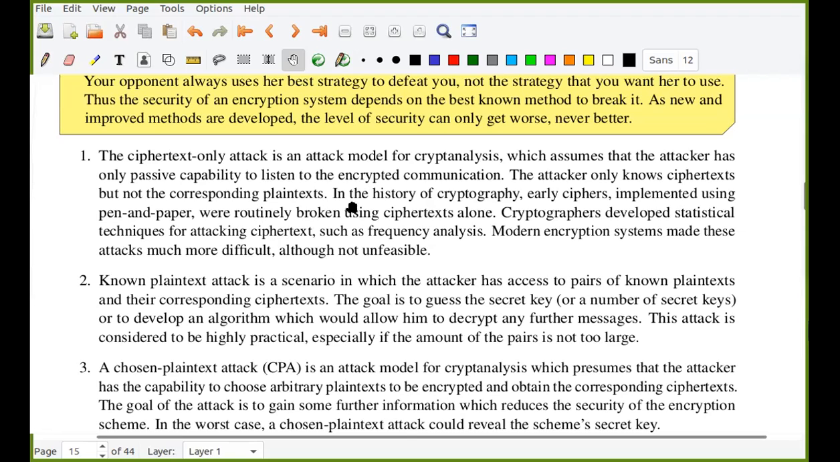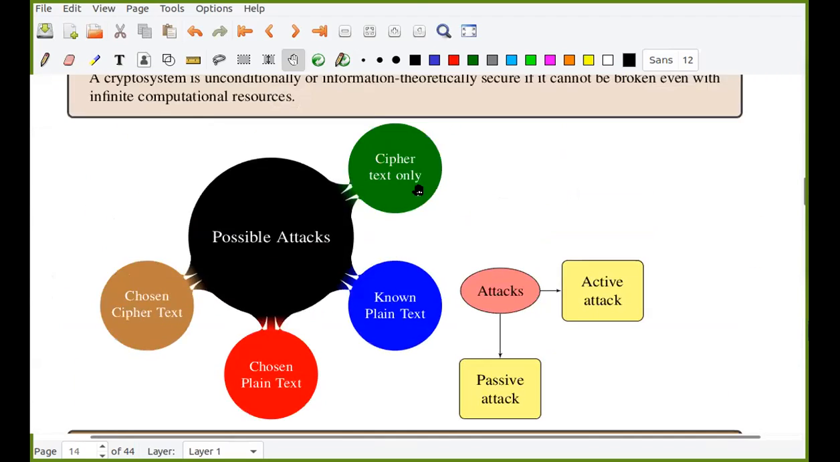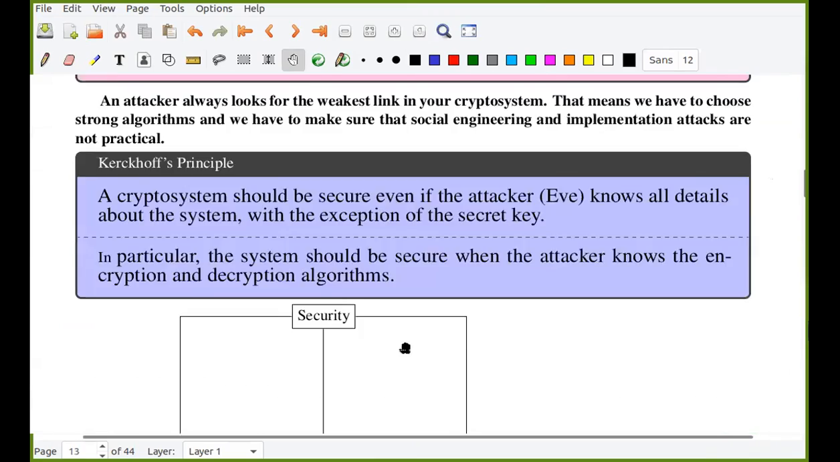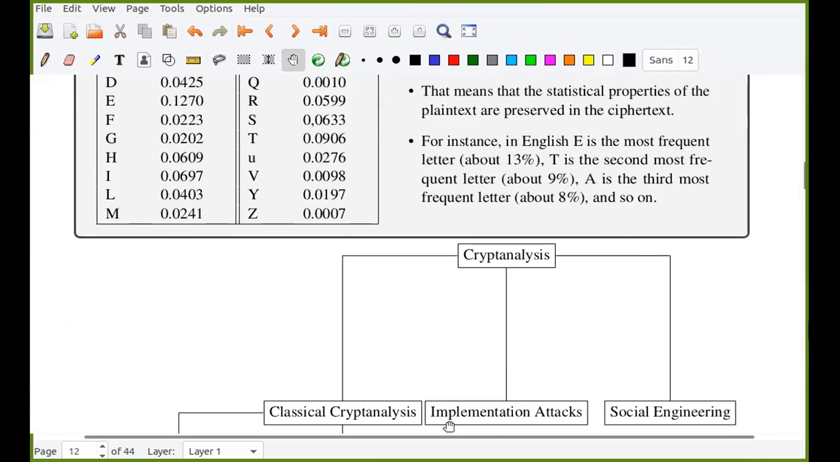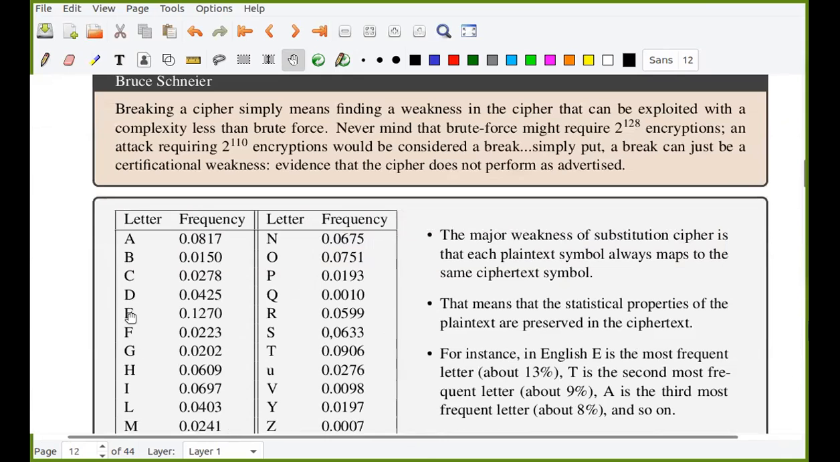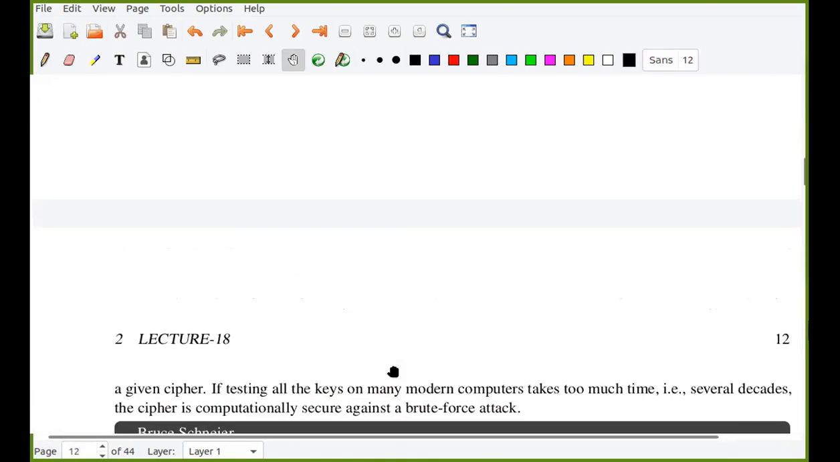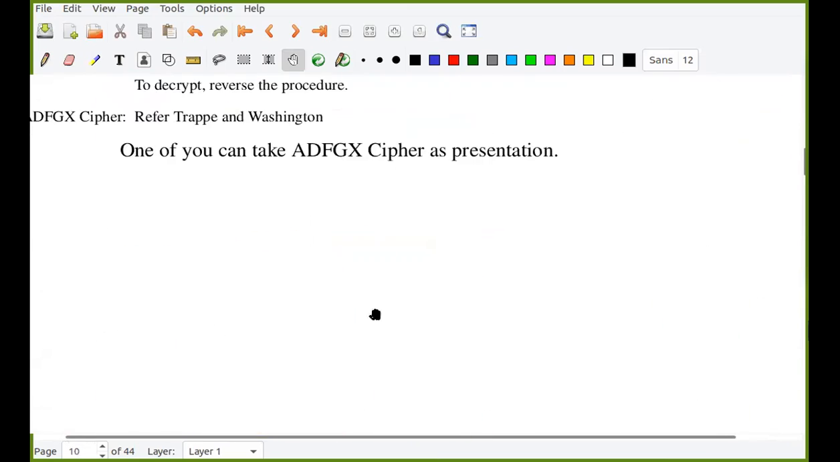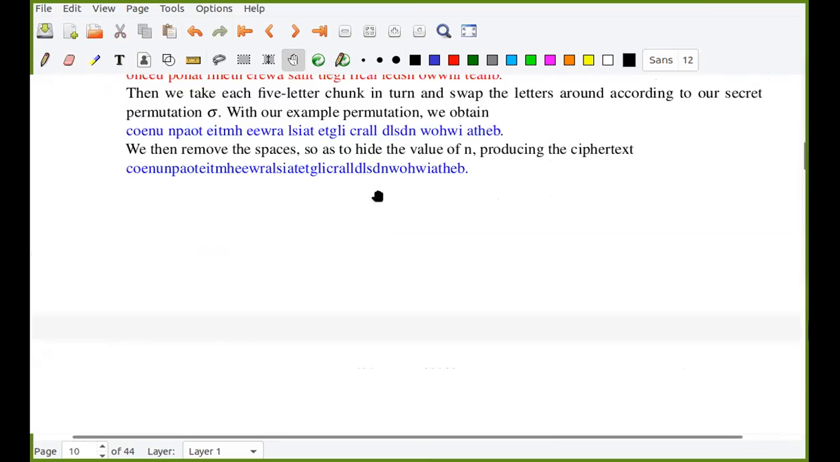What I'm telling is that you know only the ciphertext. Alice and Bob are communicating, and Eve got the ciphertext. The ciphertext does not give the plaintext, but even then, by frequency analysis, she can. What is frequency analysis? For example, I know that E comes more frequently. So in my ciphertext I will look at that, and with that I will try to get it.